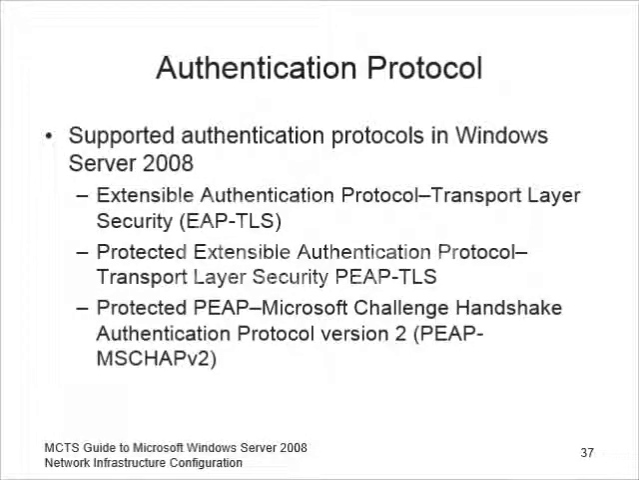Remote access connection requires authentication of the remote client by the remote server. To perform this, each party, client and server, must negotiate the use of a common authentication protocol. While most protocols offer some level of security, some protocols are better than others. There are three supported authentication protocols in Windows Server 2008: EAP-TLS, PEAP-TLS, and PEAP-MS-CHAP version 2. If you want to read more about these three protocols, go to page 355 of the book.